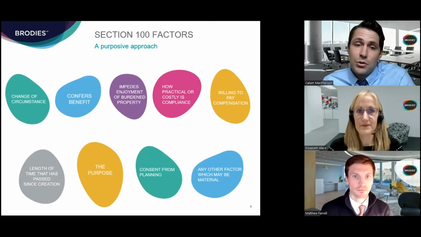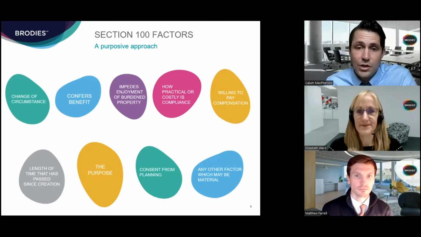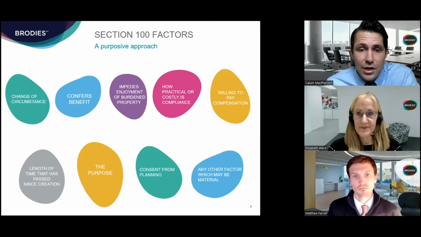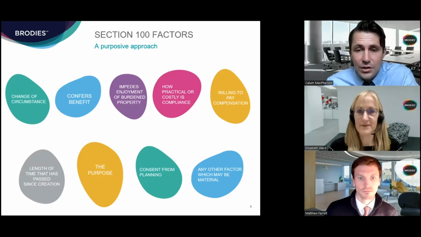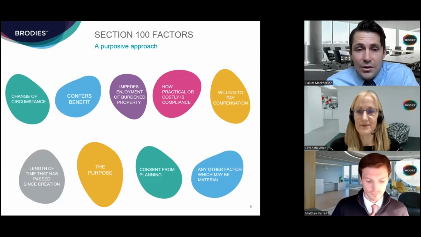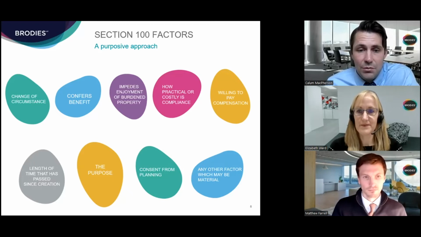So I've copied most of the factors under Section 100 on the screen there for you to see. You'll see they include any change of circumstance, whether the title still confers benefit to the benefited property, whether it impedes the enjoyment of the burdened property, how practical or costly compliance is, willingness to pay compensation, the length of time that has passed since the creation of the burden, the purpose of the burden, whether consent from planning has been obtained, the restricted use, and a catch-all, all other factors which may be material. So if we could move to the next slide, please.